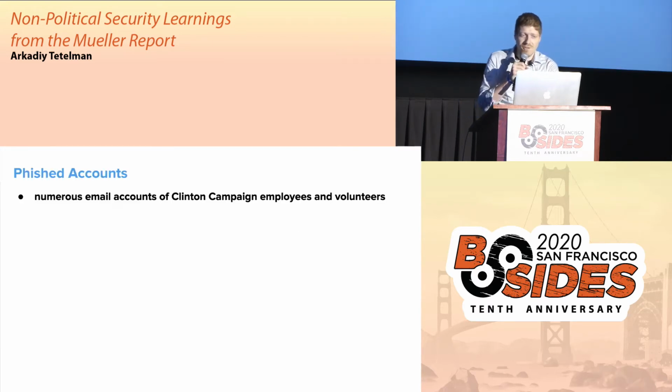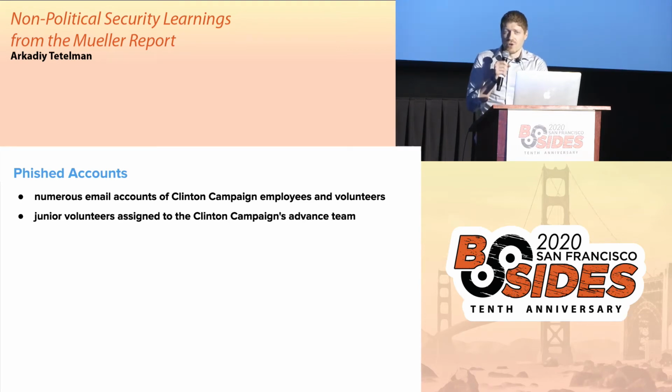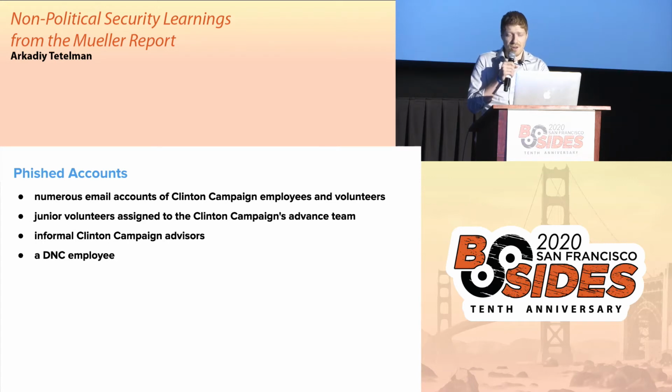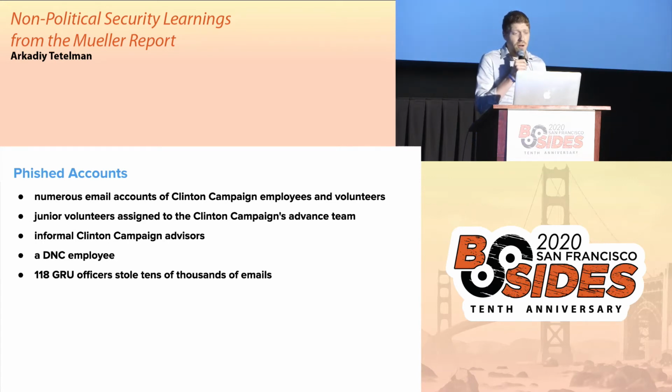So in terms of overall phished accounts, the GRU phished numerous email accounts of Clinton campaign employees and volunteers. They phished junior volunteers assigned to the Clinton campaign's advance team. They phished informal Clinton campaign advisors. They phished a DNC employee. Overall, you had about 120 GRU officers stealing tens of thousands of emails. John Podesta alone had 50 to 60,000 emails stolen from his email account.